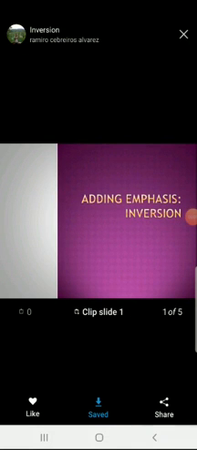In meeting 11, we are going to discuss inversion. What is inversion? Inversion is when we reverse the word order of a sentence structure. It means that we change the position of the word order of a sentence structure. The most simple example of inversion is when we change the positive sentence into the interrogative sentence.